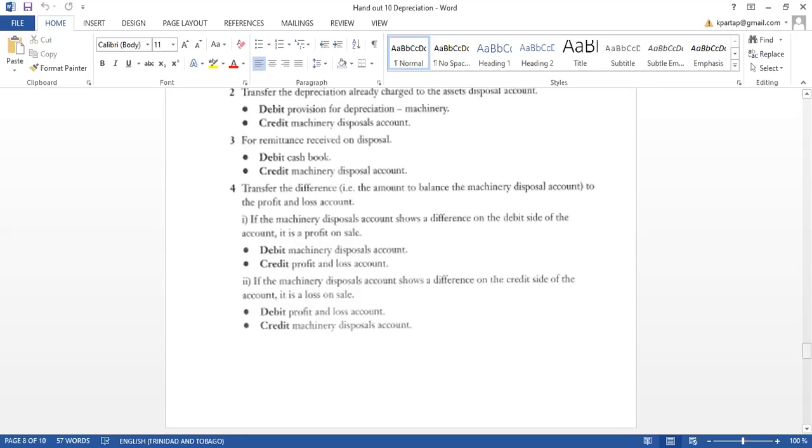Of course, if the machinery disposal account shows a difference on the debit side of the account, there's a profit. And a profit will be added to the profit figure in your profit and loss. If the machinery disposal shows a difference on the credit side, then it is a loss. And the loss will be shown as a debit, as an expense in your profit and loss. So a profit will be added to your income, but a loss will be shown as an expense.